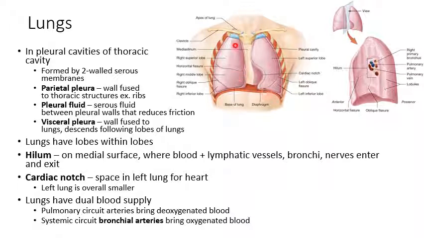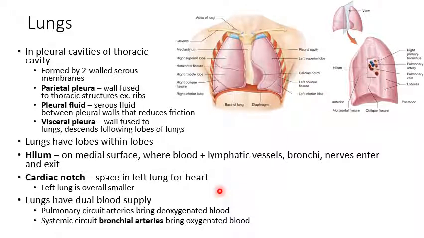If you look at the medial surface of each lung, you'll find the hilum. That's where all these passages are entering and exiting the lungs. So all of your blood vessels going in and out, any nerves that are going in and out, and the airways themselves, the primary bronchi, would be entering through the hilum.